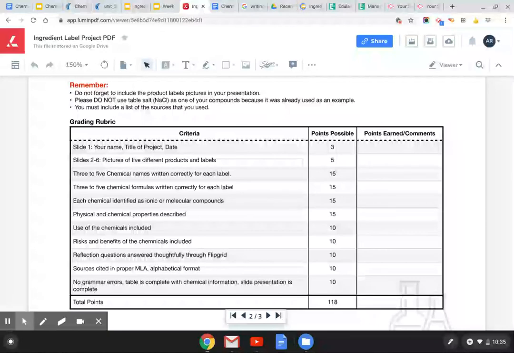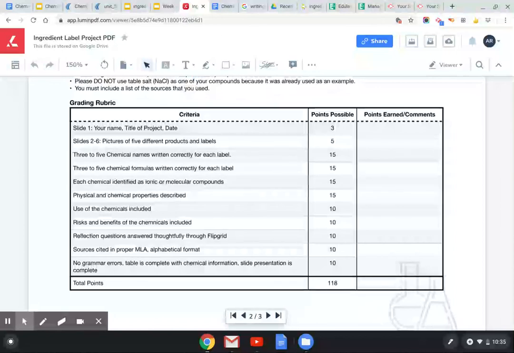Try to go with things that you are unfamiliar with. Even if it does say at the beginning of the project that these are things you've seen in class, some of them you may not recognize. Try to see if you can identify them as ionic or covalent and use them, and try to find information about them. Okay, so here's your rubric.